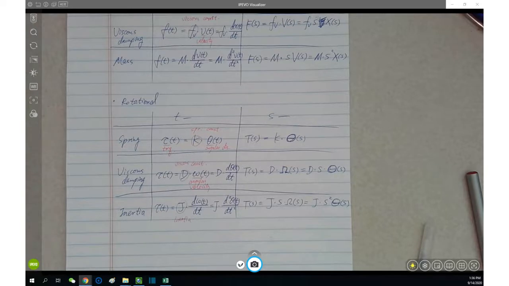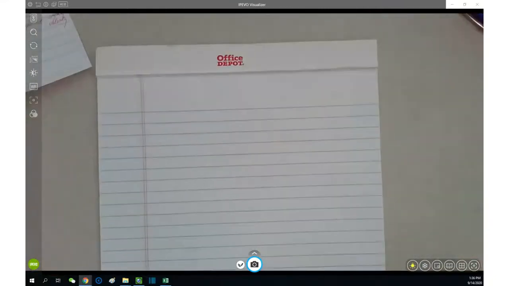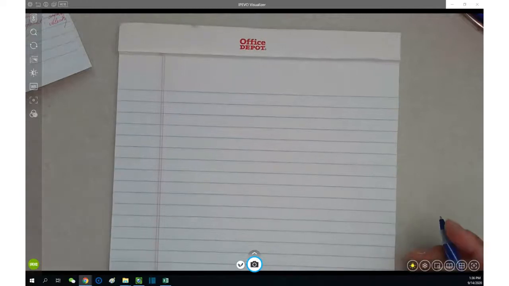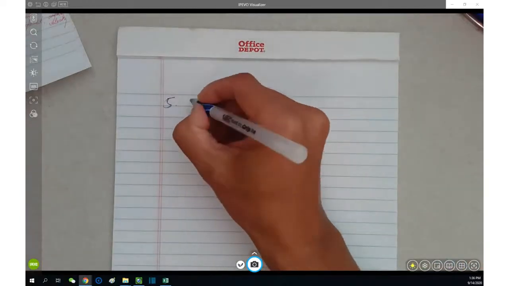All right, if everything's fine, then let's go through some examples to see how we really use them. Let's begin with the electrical example, which should be easier. So, examples.